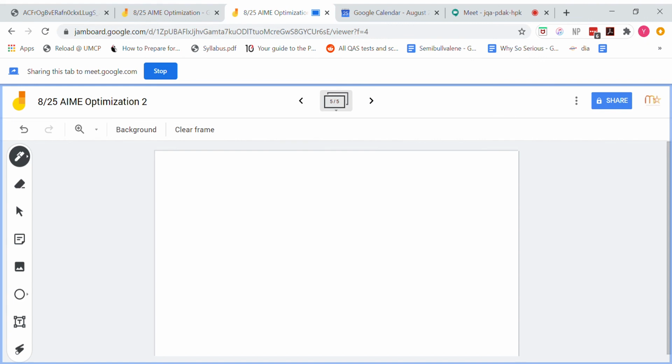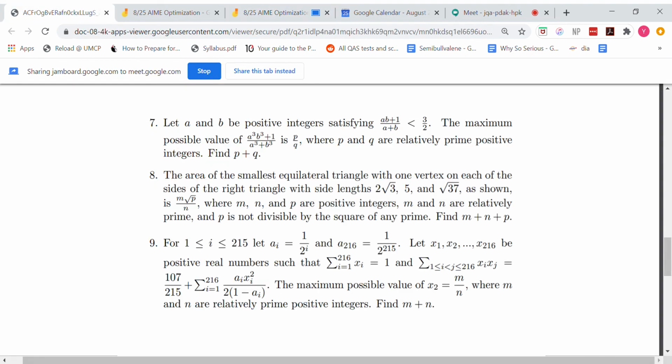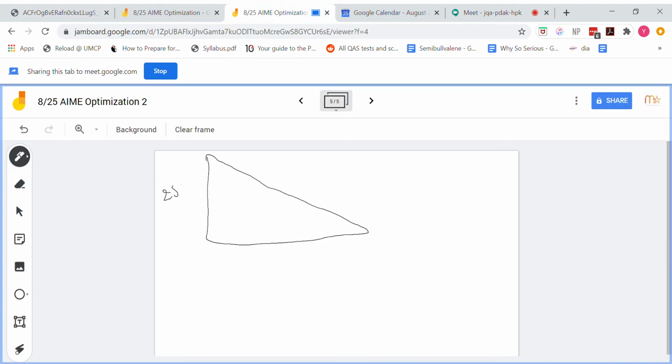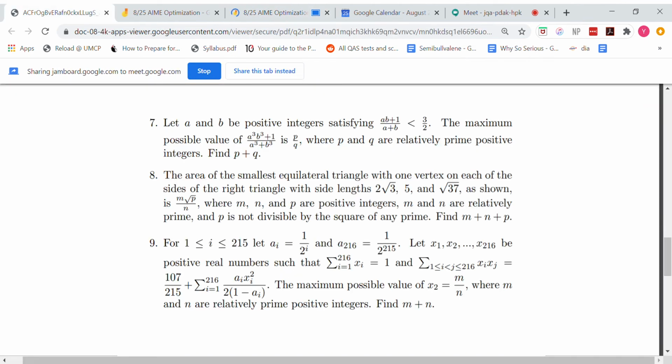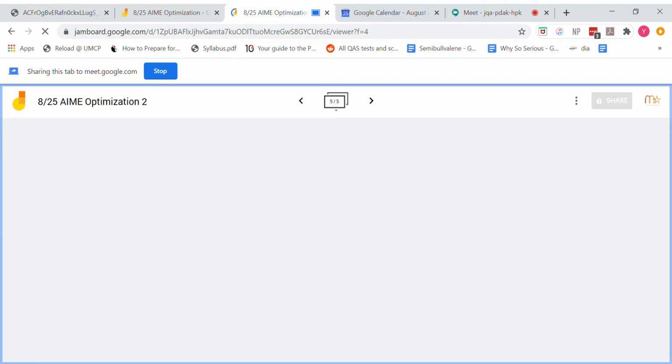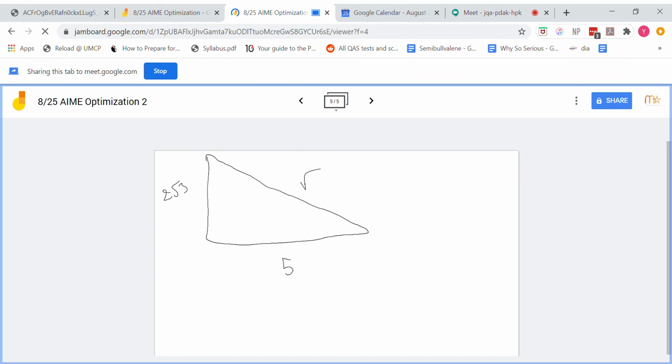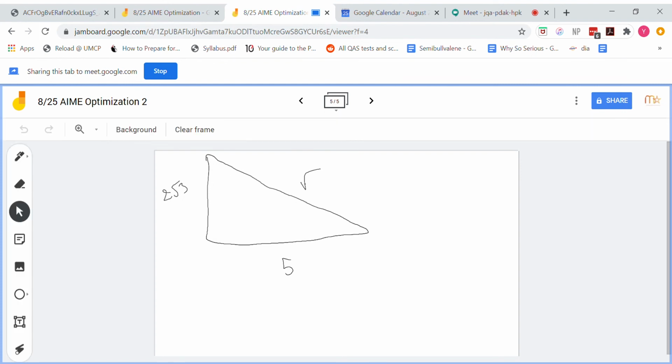Okay, so we have a right triangle, correct? With this being 2 root 3, this is 5, and this is root 37. So these are brutal numbers. It reloaded my page for some reason. But these are pretty bad numbers, right? Lots of roots involved.